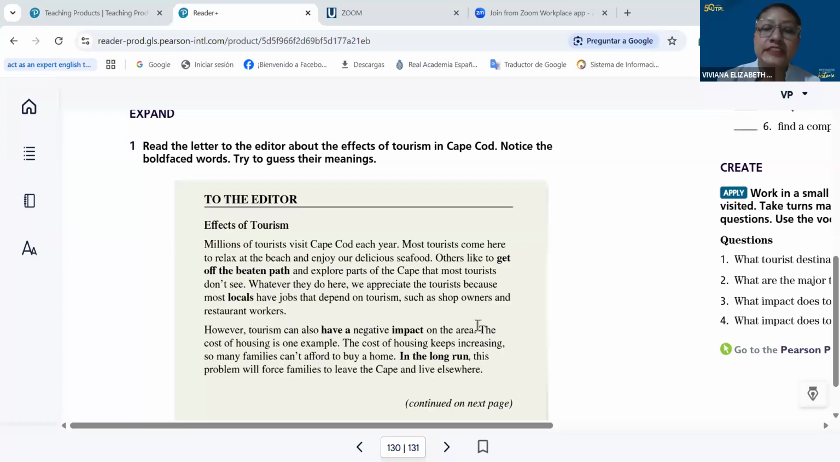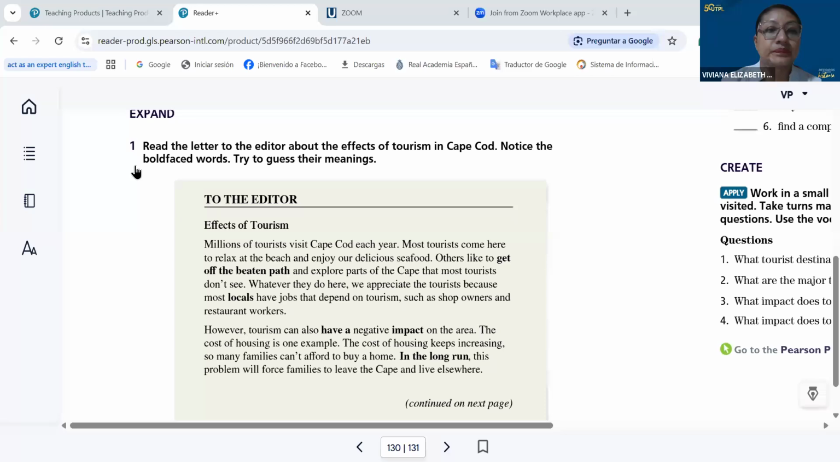This is a letter, and you are going to see what happened with touristic places after massive tourism, okay? So in this case, we're going to talk about the effects of tourism in Cape Cod, okay? Cape Cod is a very touristic place, so we're going to see what effect tourism has had on this touristic place, okay? We're going to use this information because from these facts, we are going to analyze our own examples, okay?